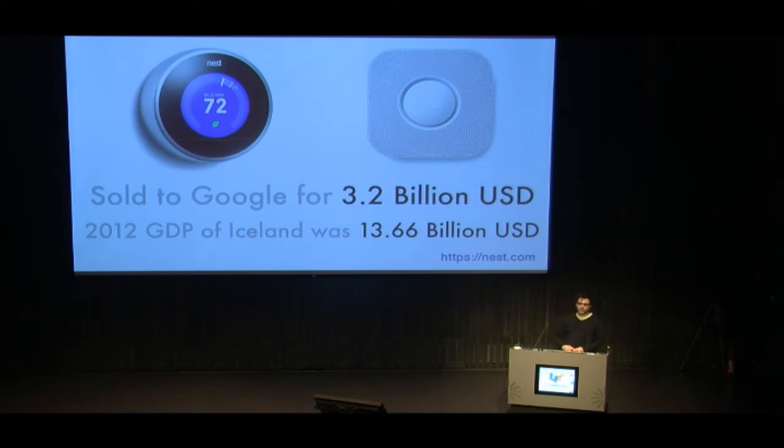And the last example is a company called Nest. They make a smart thermostat and a smart fire alarm. Recently, they sold to Google for 3.2 billion US dollars. And I looked up Iceland's entire GDP from 2012, it is $13.6 billion. This one company and a small team of people would account for 20 to 25% of Iceland's entire GDP, which just goes to show you how hot and exciting this field is, and also shows that there might be some HAI or HAIR students out there who could be making a huge impact in Iceland's economy.